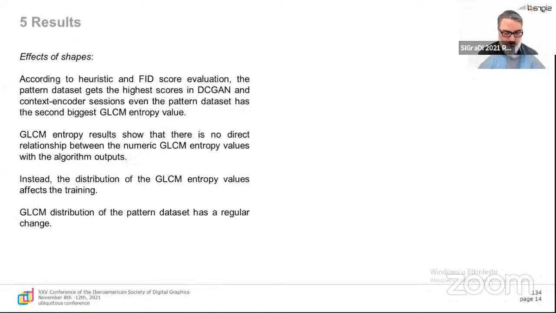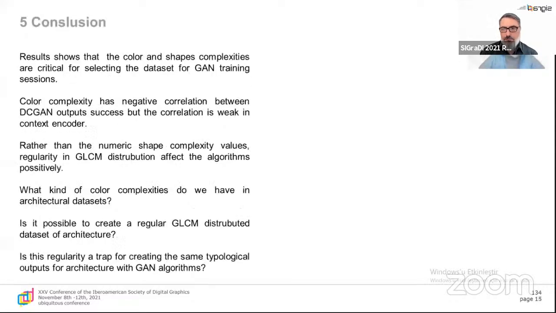Effect of shapes. According to heuristic and Fréchet Inception Distance score evaluation, the pattern dataset gets the highest score in this scan and in the context encoder sessions, even though the pattern dataset has the second biggest gray level co-occurrence matrix entropy value. The GLCM entropy results show that there is no direct relationship between the numeric GLCM entropy values and the algorithm output. Instead, the distribution of the GLCM entropy values affects training.